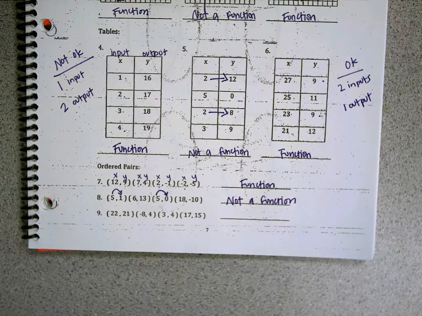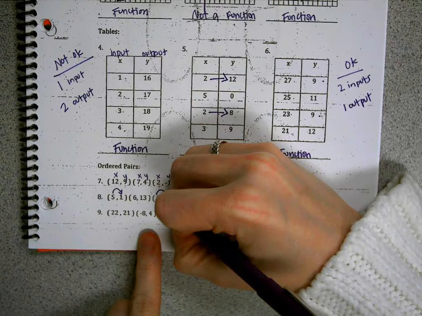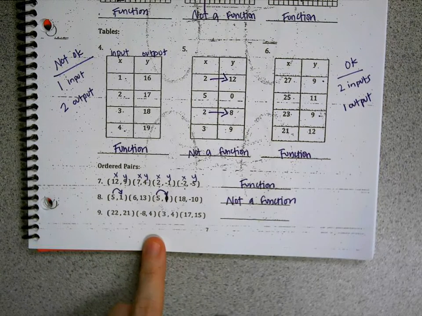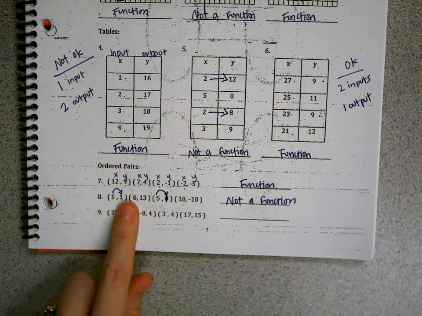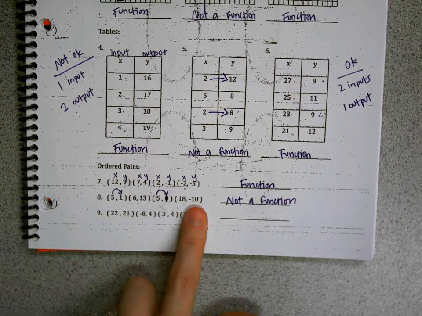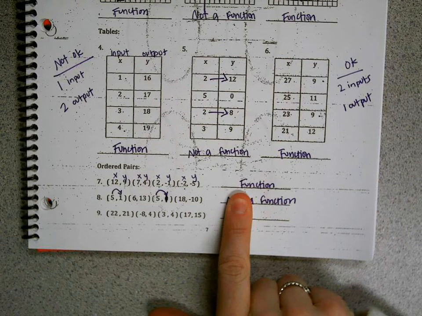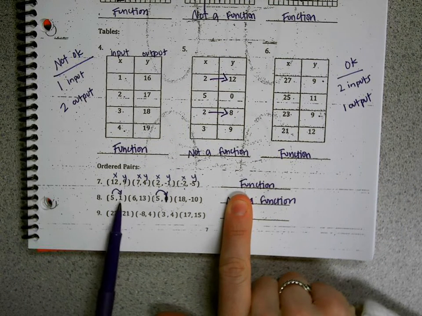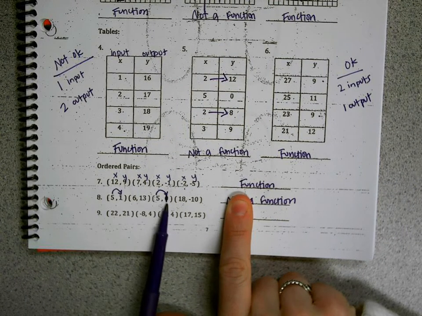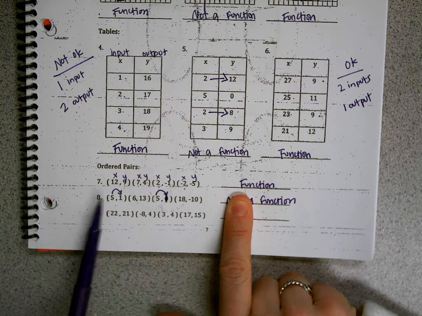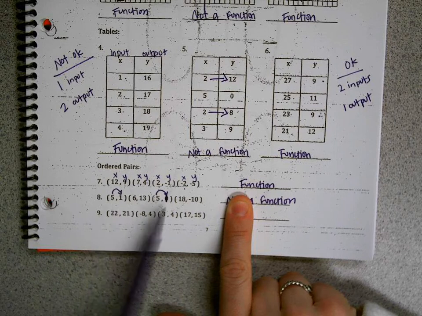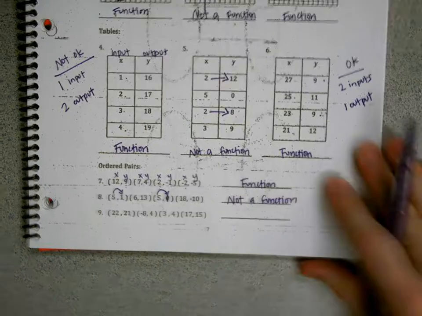However, I'm going to change the problem just a little bit. If this were a 1 instead of a 0, if it was 5, 1, 6, 13, 5, 1, 18, -10, this would be a function because 5 is going with 1 and 5 repeats, but it's still going with the same output. So that's just 5 and 1 and 5 and 1. If it's the same when it repeats, it's still a function.